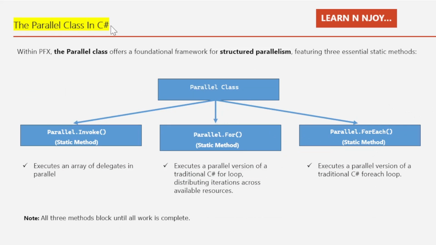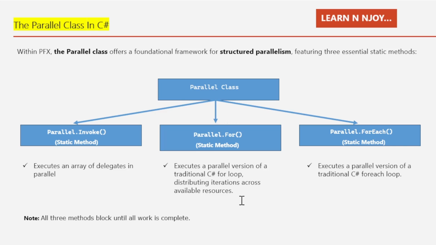The Parallel class in C#. Within PFX, the Parallel class offers a foundational framework for structured parallelism, featuring three essential static methods. See this diagram shown over here. Here there is a Parallel class. It has three static methods: Parallel.Invoke, Parallel.For, Parallel.ForEach. What is Parallel.Invoke? It executes an array of delegates in parallel. Next, Parallel.For. It executes a parallel version of the traditional C# for loop, distributing iterations across available resources. Finally, we have Parallel.ForEach. It executes a parallel version of the traditional C# foreach loop.